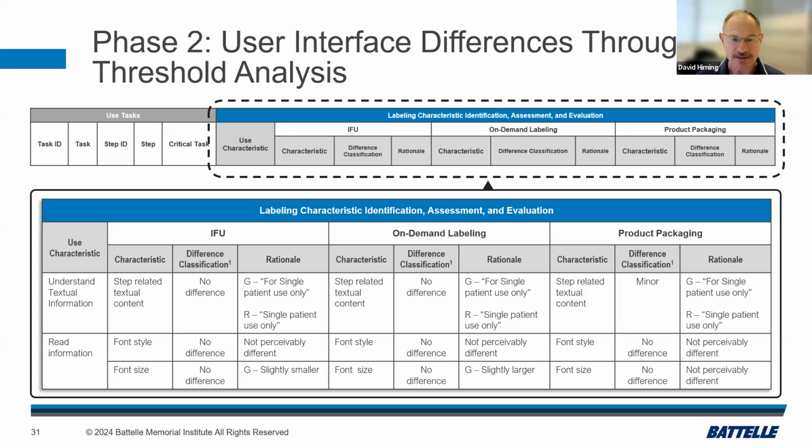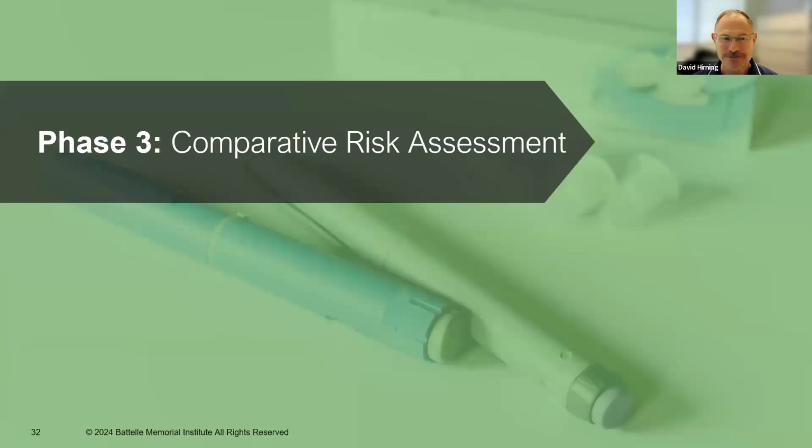You can see that they've been identified in this table as G for generic, R for RLD, just because there was so much information to squeeze into such a tiny space.